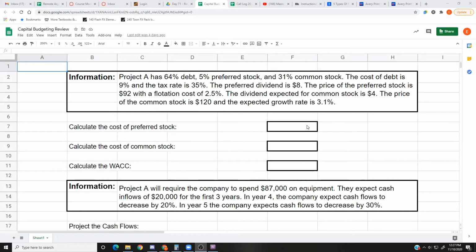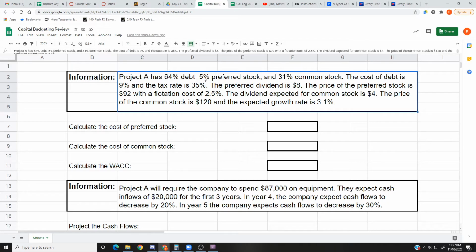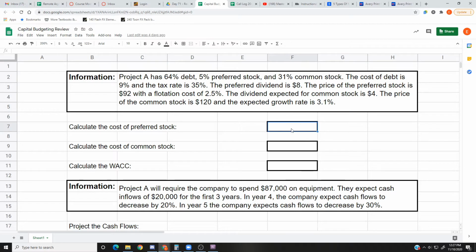All right. So I have this Project A, and we start off by trying to figure out what's the WACC. So we've calculated a few things, or at least we've been provided some information, such as how much debt we have, how much is the preferred stock, how much common stock, what's the cost of that debt. We've got the preferred dividend, the flotation cost, everything. We've got to be able to calculate the WACC. Now there are some intermediate calculations we're going to do here first, and then we're going to get the WACC. We've done this before. This is not new, but it's been a few days, I know.